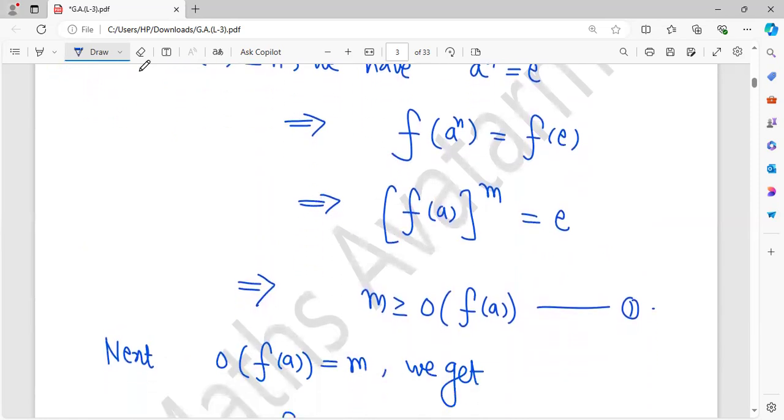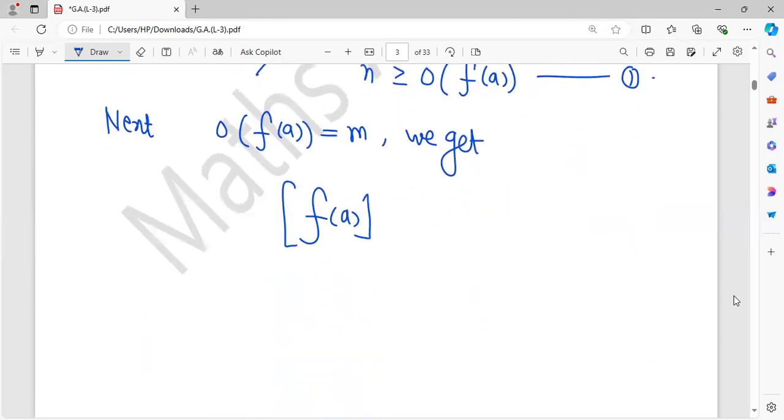Sorry, here there is n. You write here n, so n is less than or equal to... Now the order of f(a) is m. So what is the definition of order? You operate f(a) m times, you will get identity. But again we can write this: this implies f(a) to the power m, and this is identity.